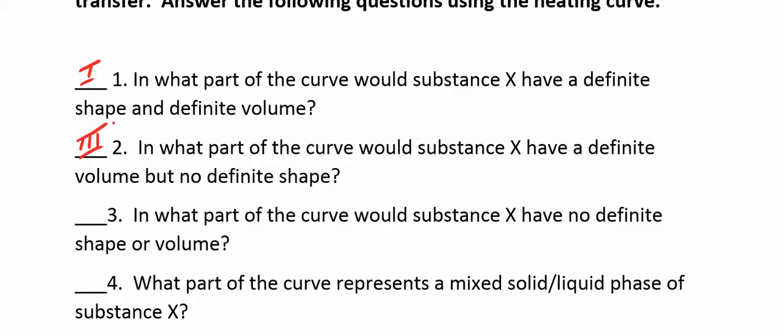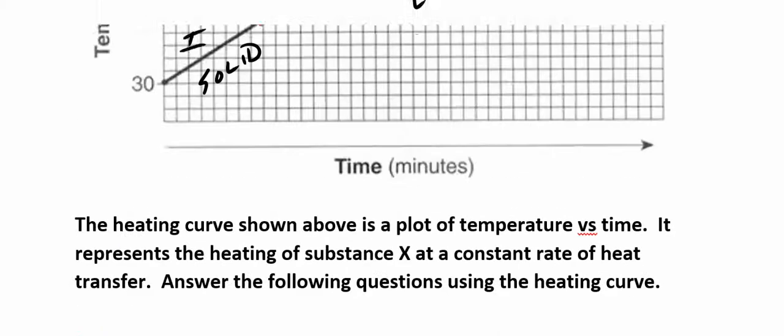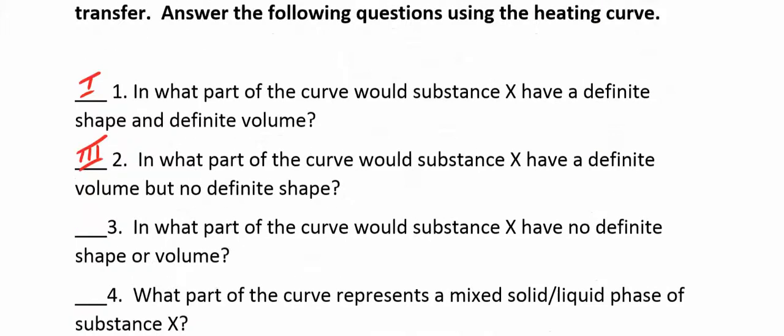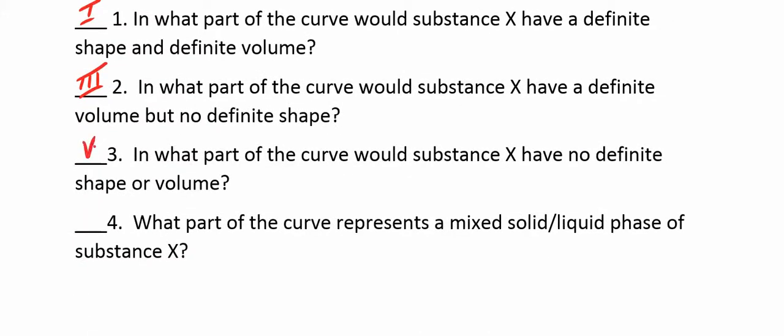Look at number 3. It says, in what part of the curve would substance X have no definite shape or volume? Well, we're talking about a gas here, and that's going to happen here in Roman numeral 5. Once we get to this point right here, all of the liquid has been vaporized, and we're heating a gas here. So the gas resides at Roman numeral 5, just like that. So we'll put Roman numeral 5 for number 3.